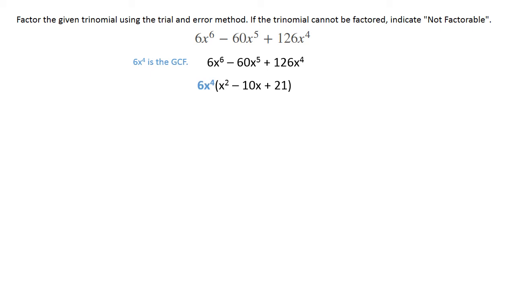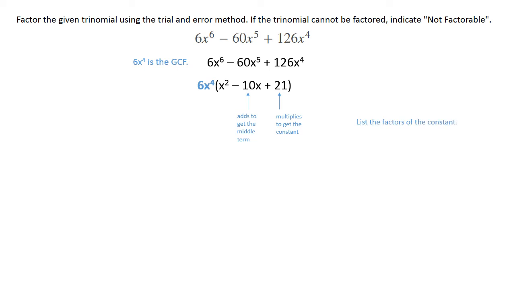Subtracting those exponents gives you x squared minus 10x when you divide the 60 by the 6, and plus 21 when you divide the 126 by the 6. Notice that all the exponents went down. You've got x squared minus 10x plus 21. Now you're going to look for two factors that multiply together to give you the constant and add together to give you the middle term.